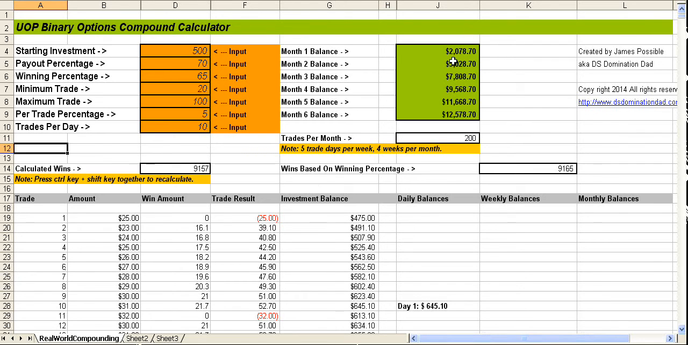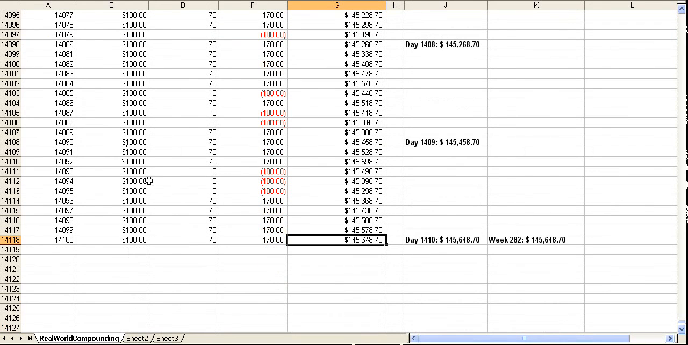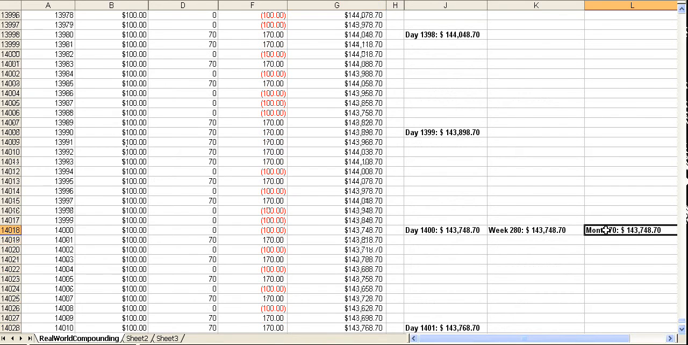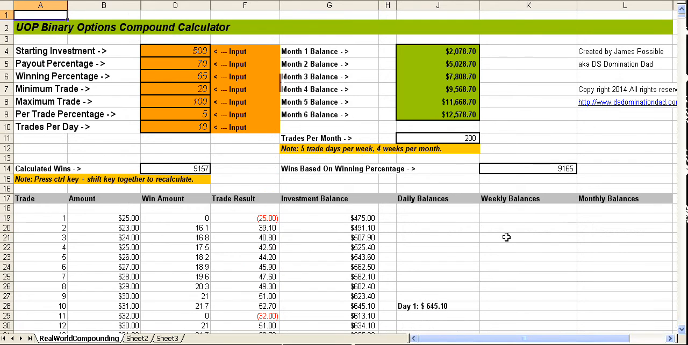And look what's happening here. Your account is growing at 65% wins. So out of every 20, you're winning 13. You're losing 7. And this is the outcome. And this is a random outcome. So let's look down at the bottom. Sure enough, let's bounce back up here. Month 70, you're over $143,000. That's 6 years from now. And you started with $500.